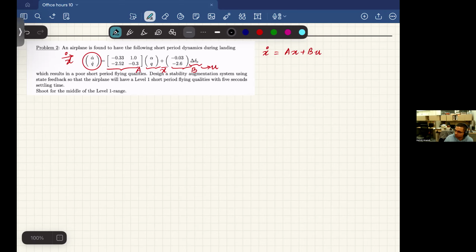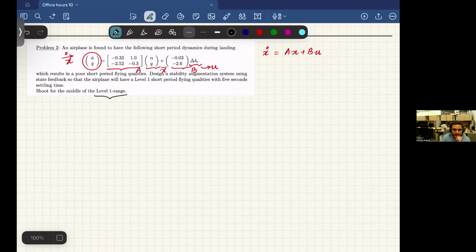This is the baby problem for an aerospace engineer when you are getting into the world outside. Why I am saying this from an engineer perspective is that this is how requirements would be given to you. You would be told that you have to shoot in the middle of the level 1 range. If you go and look up lecture 16 notes, you will find that level 1 and level 2 flying qualities for short period dynamics are provided.